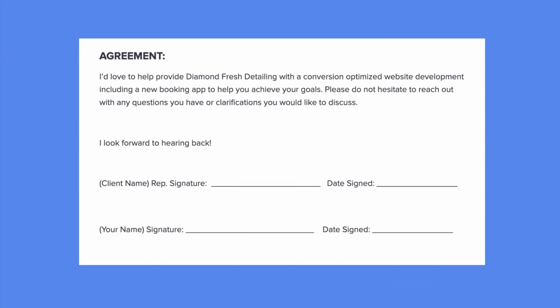And lastly, of course, you need to have an agreement section. This is where you're asking for them to sign the document, to agree to it, or to get in touch with you so they can ask you any questions and you can clarify further.